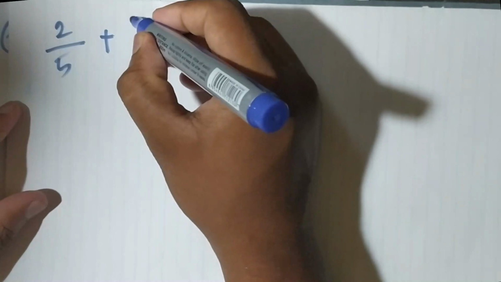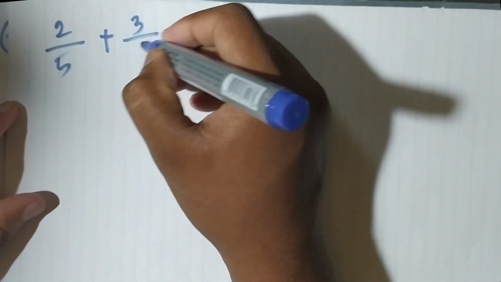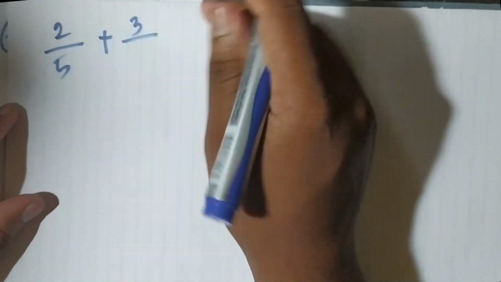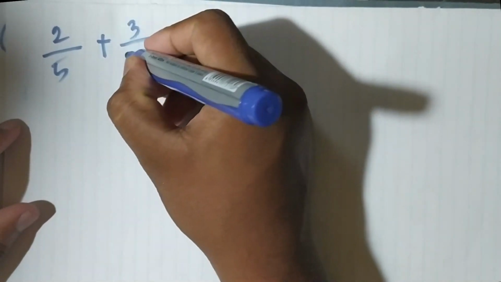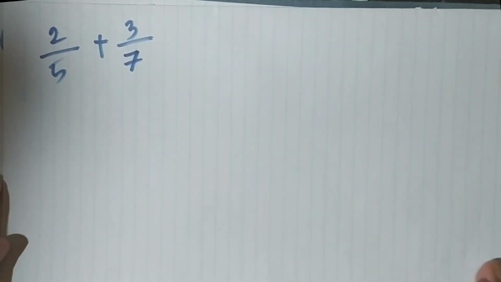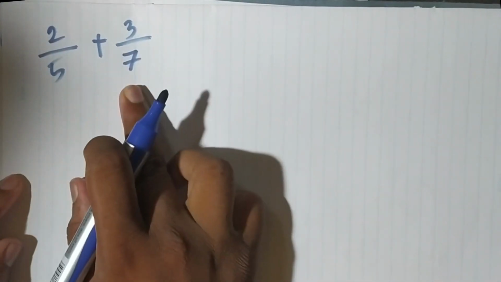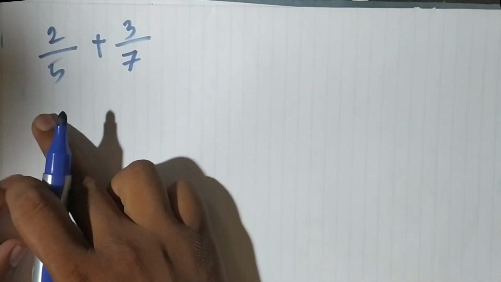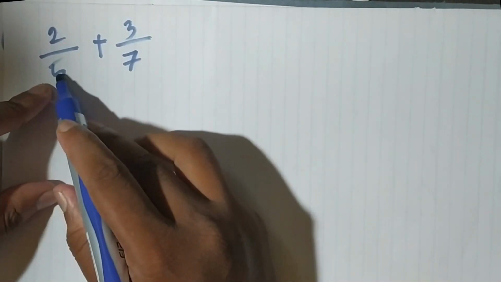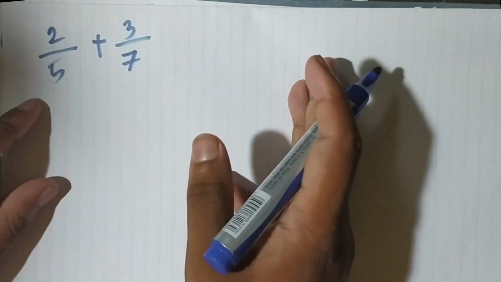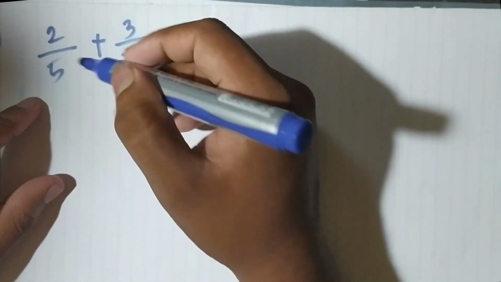Let's take like this. 2 over 5 plus 3 over 7. Okay, so in this 5 you can't change it to 7, and 7 you can't change it into 5. So what are you going to do? Just multiply these two. 5 into 7 is 35. So both the denominators you should change into what?